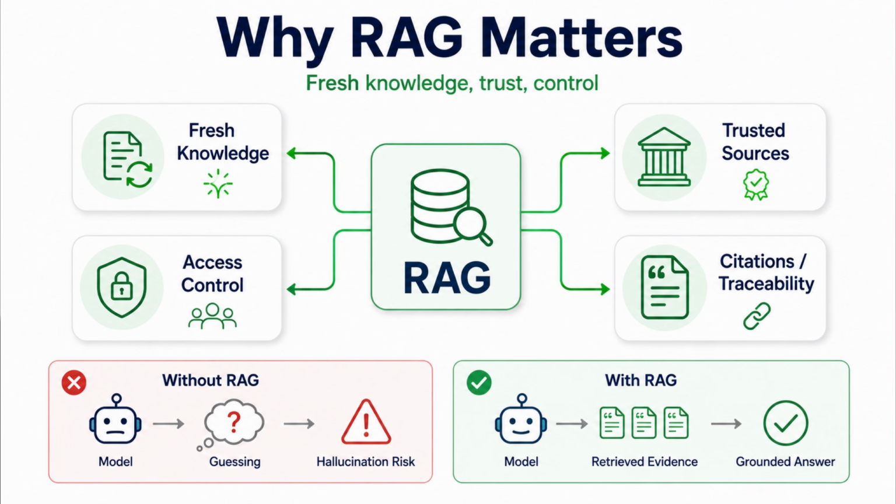It helps with fresh knowledge, trusted sources, and access control. Fresh knowledge means the answer comes from your current documents, not only from the model's old training data. Trusted sources means the answer can be based on approved documents, not random guessing. And access control means the system can retrieve only the information the user is allowed to see.